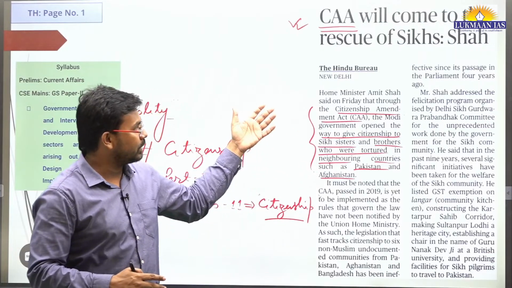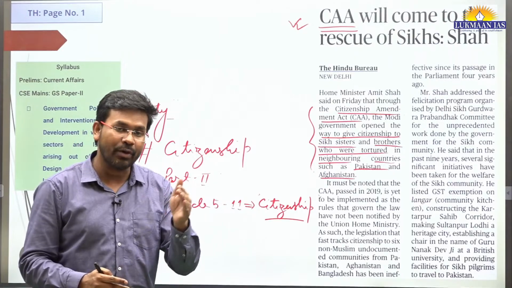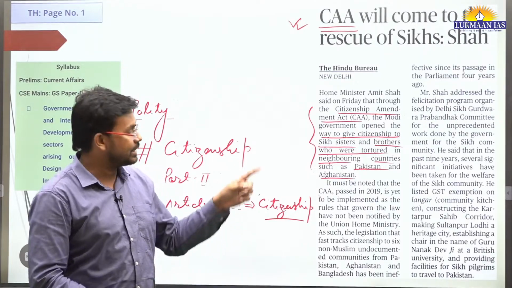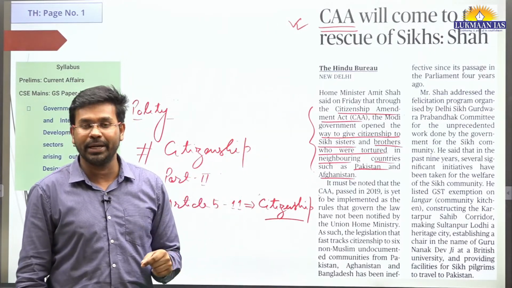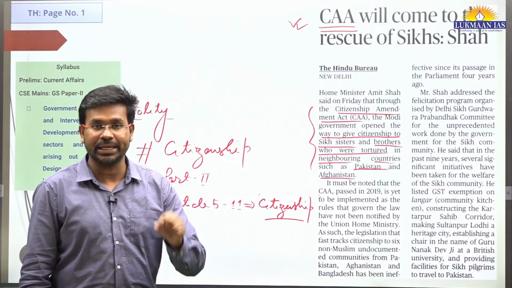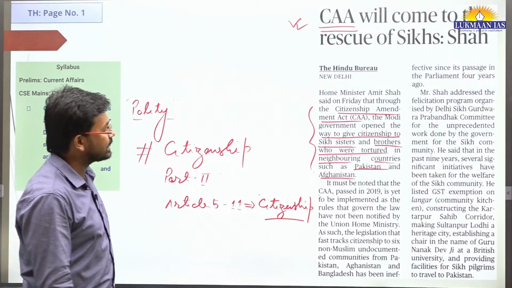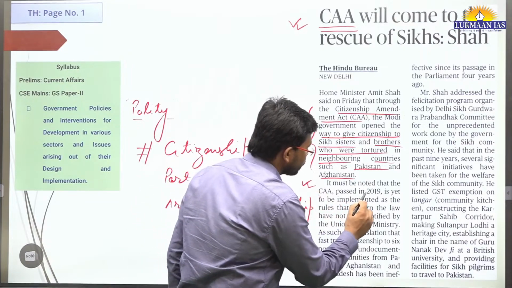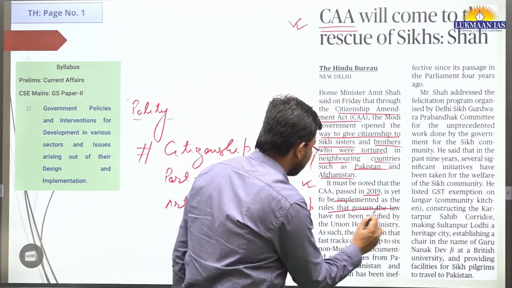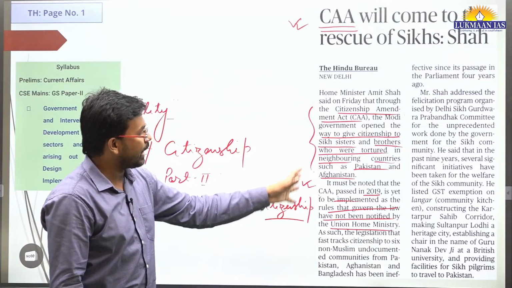Now the Home Minister of India is saying that those people who are not getting citizenship in our neighboring countries, for example Pakistan or Afghanistan, may get the citizenship of India through the Citizenship Amendment Act. The Citizenship Amendment Act, which was passed in 2019, will come to the rescue of those people. It must be noted that the Act, passed in 2019, is yet to be implemented, as the rules that govern the law have not been notified by the Union Home Ministry.